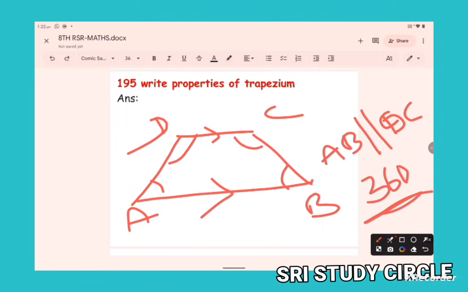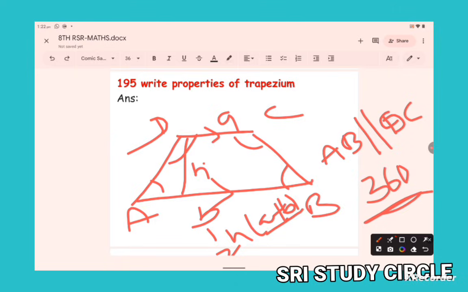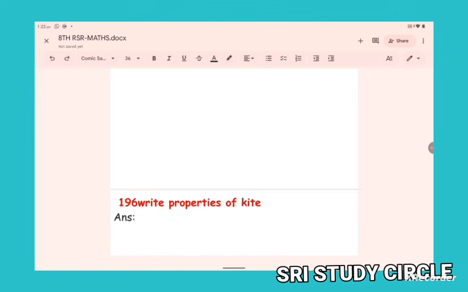Area of the trapezium, what is the formula? Half into h into a plus b. Here a, b are the lengths of the parallel sides. h means the distance between the two parallel sides. So this is h, this is a, this is b. Area of the trapezium is equal to half into h into a plus b.